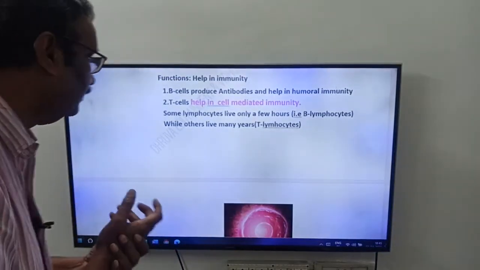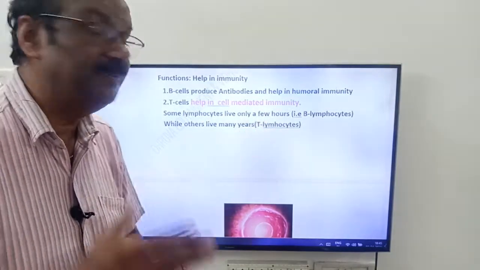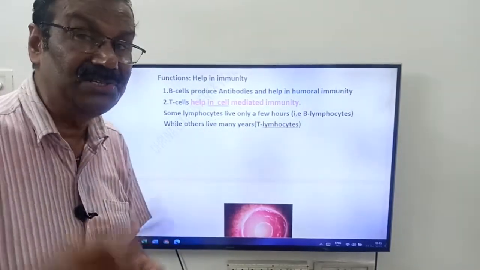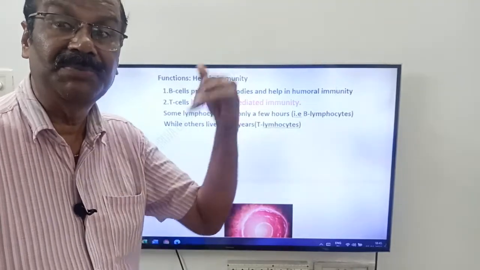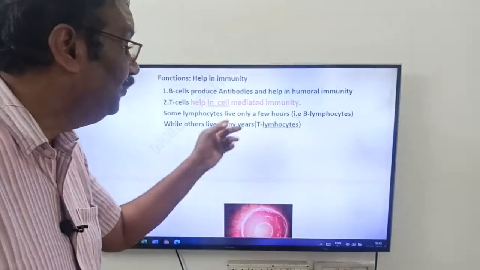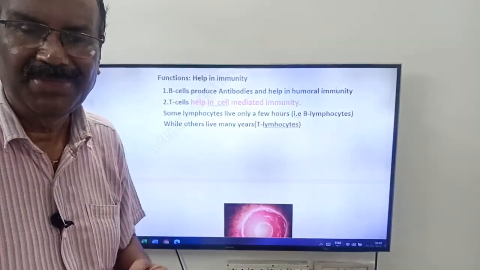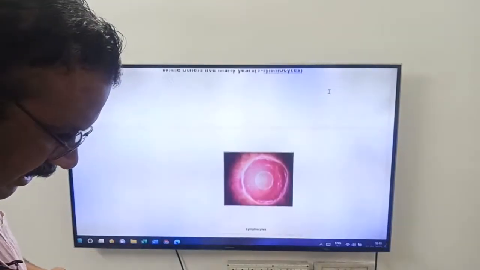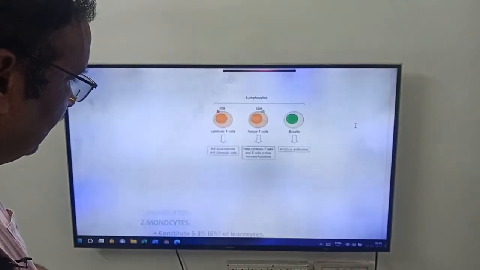Sorry, friends. Some lymphocytes live only a few hours, that is B lymphocytes. But some live many years, that is T lymphocytes. These T lymphocytes form memory cells. They live some years. So what is the lifespan of the WBC? A few hours to a few years. For a few hours you have to say B lymphocytes. For a few years you have to say T lymphocytes. Okay, friends. Now see, this is about the lymphocytes.